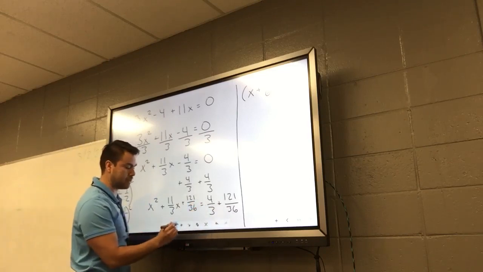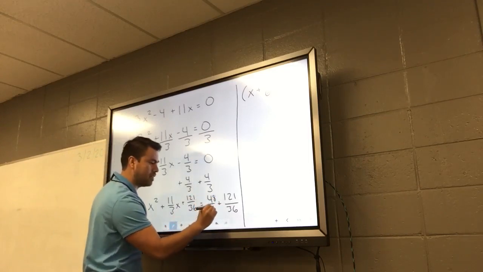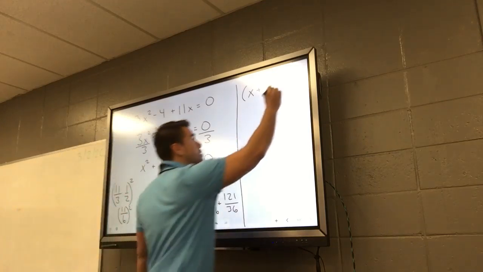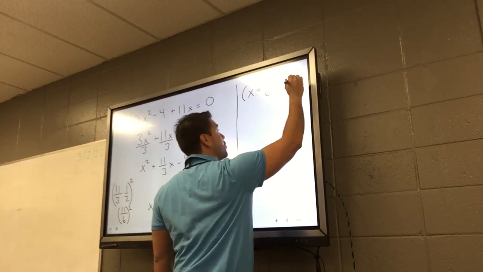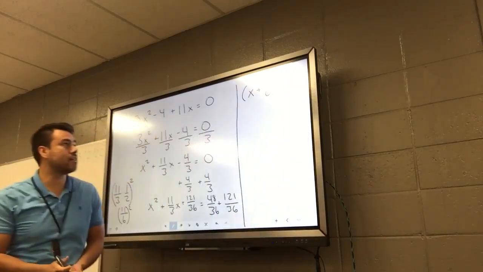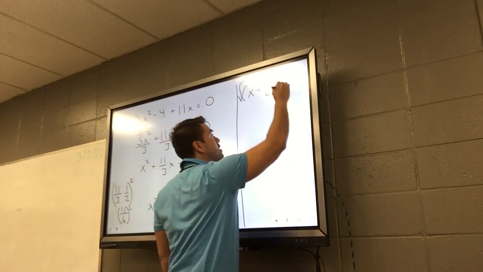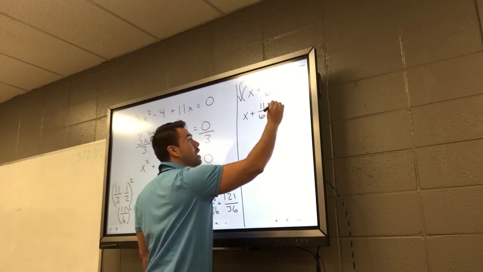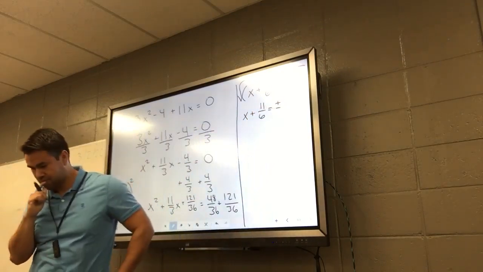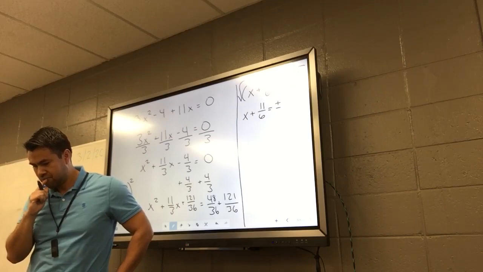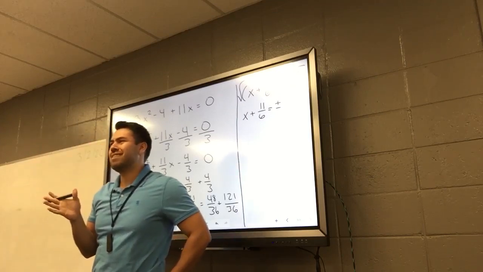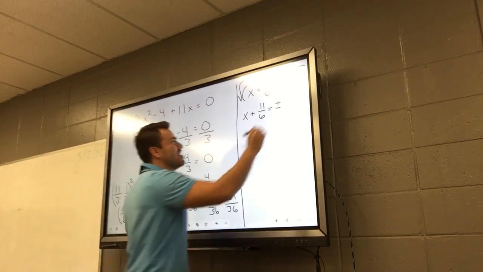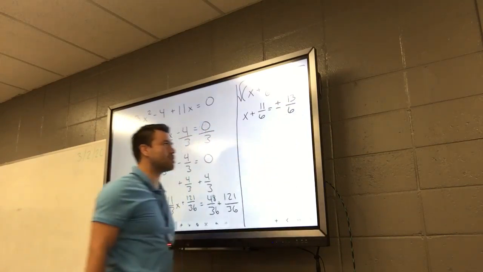So I get 48 over 36. What's 48 plus 121? 169. Over 36, the common denominator. All right, how do I solve that? Square root both sides. So I get x plus 11 sixths equals plus or minus 13 sixths, because if you know your perfect squares, that's easy to find out.